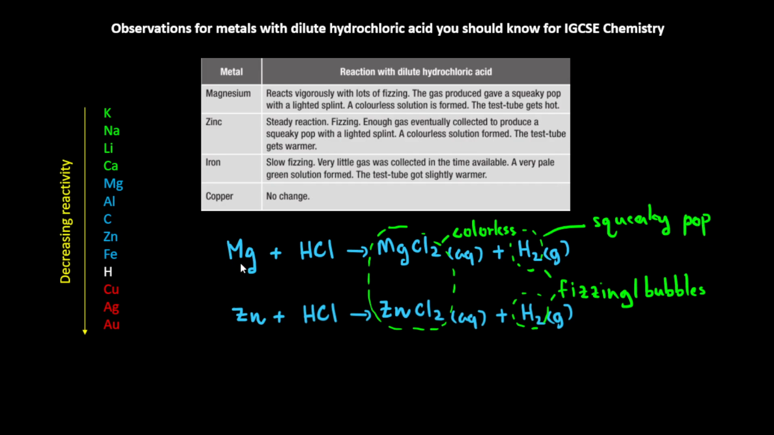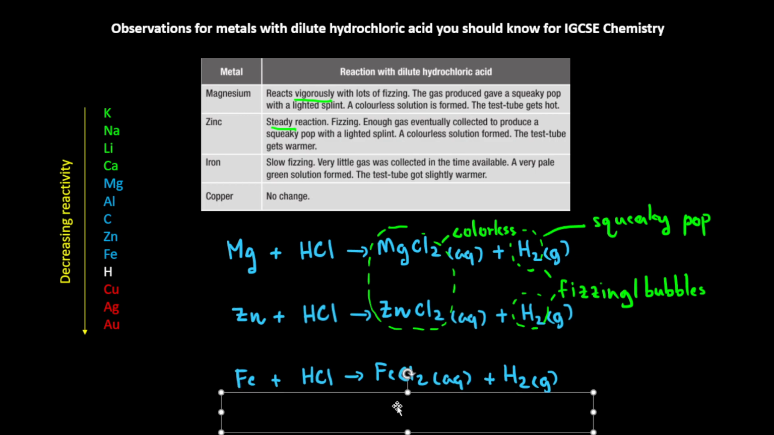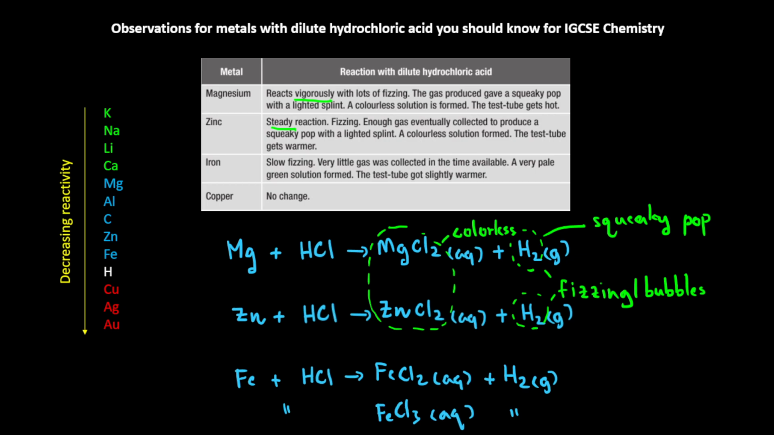However, the difference between magnesium and zinc would be that since magnesium is higher in the reactivity series, it's going to react vigorously, while zinc will be giving a steady reaction. So for iron, if the charge on the iron is iron 2, we will have an iron 2 chloride, and if this is an iron 3, we will have an iron 3 chloride. So you will still have hydrogen gas as you did for magnesium and zinc. So you will have fizzing or bubbling.